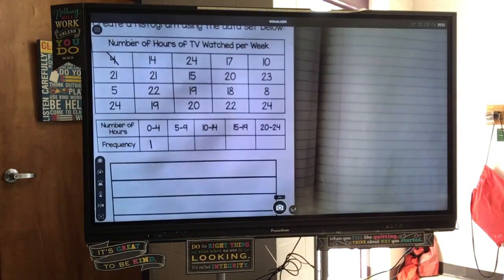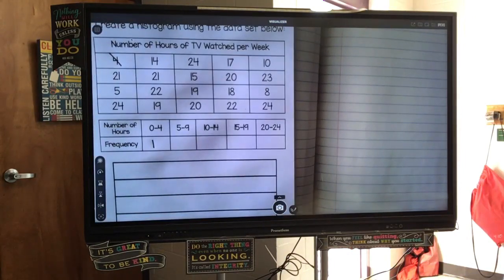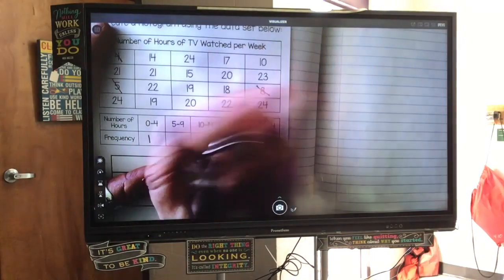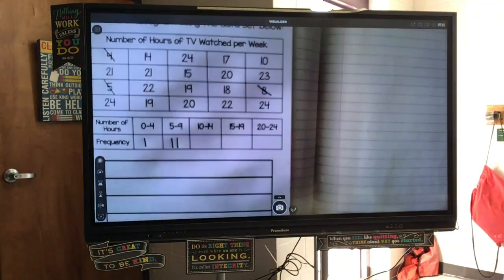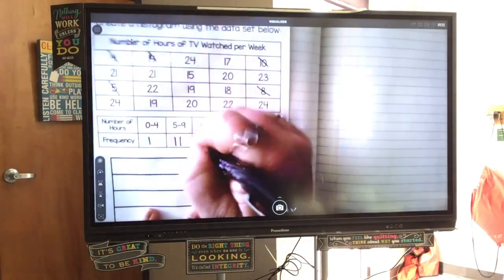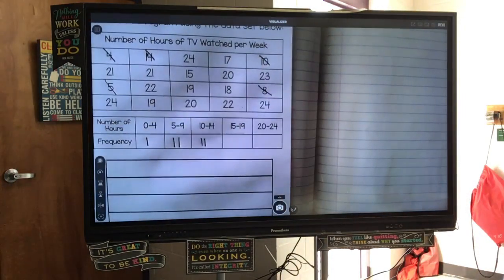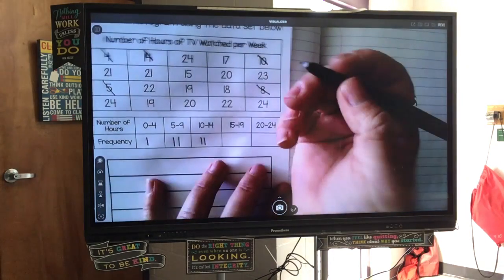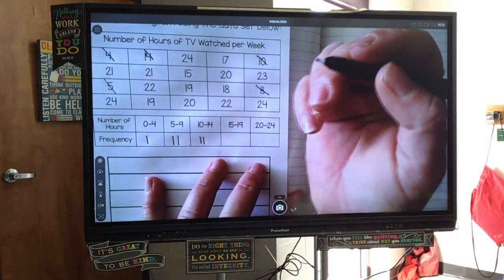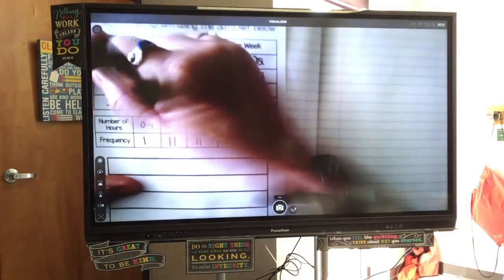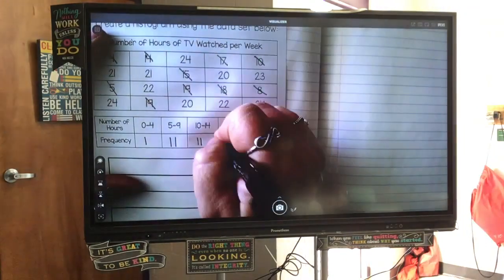All right, how many numbers fall between 5 through 9? How many numbers? Noah? 2. So we have 5 and we have 8. So 1, 2. All right, how many numbers fall between 10 and 14? Delilah? 2. So we have 10 and we have 14. How many numbers fall between 15 through 19? Camden? Not 4. So let's count them. So we have 15, so that's 1, 17, 18, 19. 1, 2, 3, 4, 5. All right, so it's going to be 5.